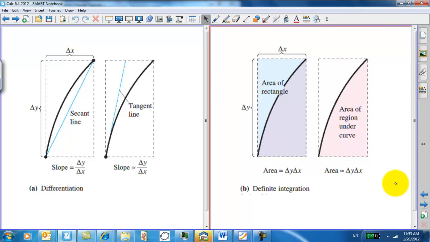Now similarly, we're going to take the area of a rectangle and use a bunch of little rectangles to come up with the area of a region under the curve. And that's definite integration that we just looked at.